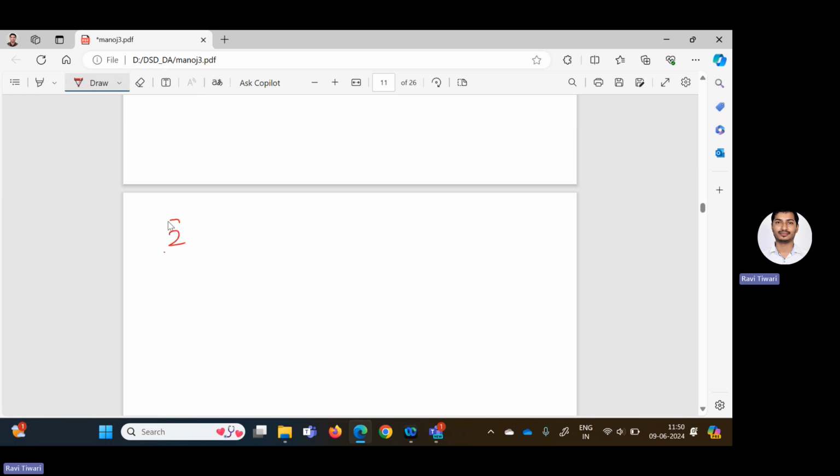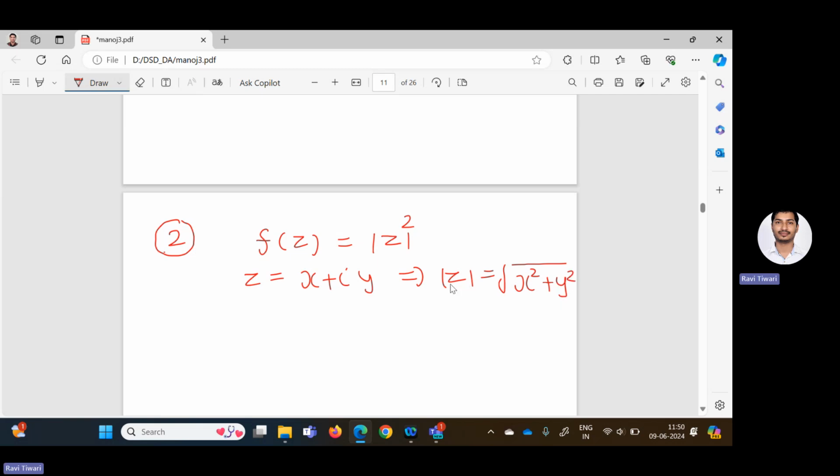If I am choosing the function f(z) equal to mod z square, and if you remember, if the z value is x plus iy, then what will be mod z? Mod z is nothing but x square plus y square, real square or imaginary square. And it is given here mod z equal to z square. So z square will be x square plus y square. So this function is nothing but x square plus y square.